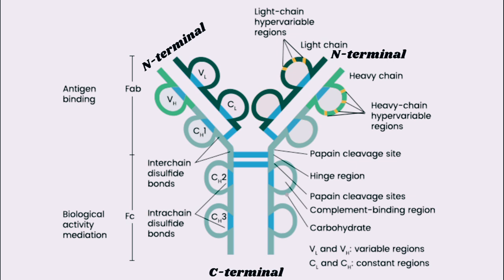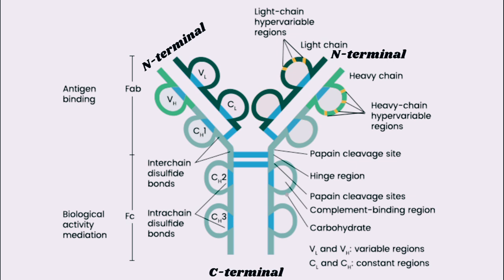The constant regions are the lower arms, the stem, and are also present on the upper portion, but mainly at the C-terminal portion. It will be relatively the same within a class. What it does is determine how the antibody will work and how it will interact with the rest of the immune system. So that's about the variable and the constant region.